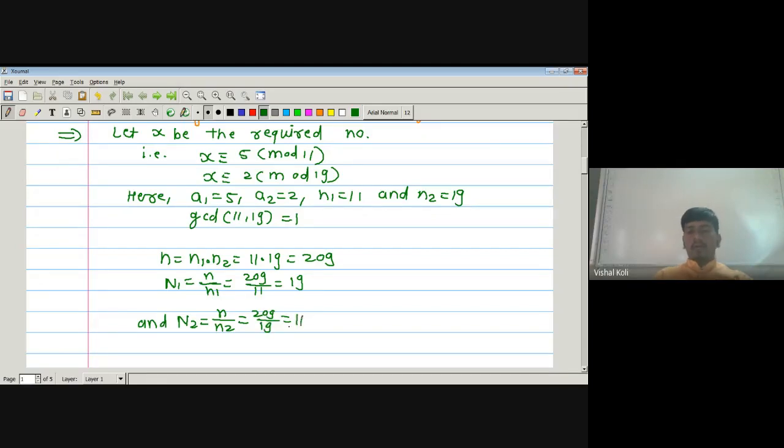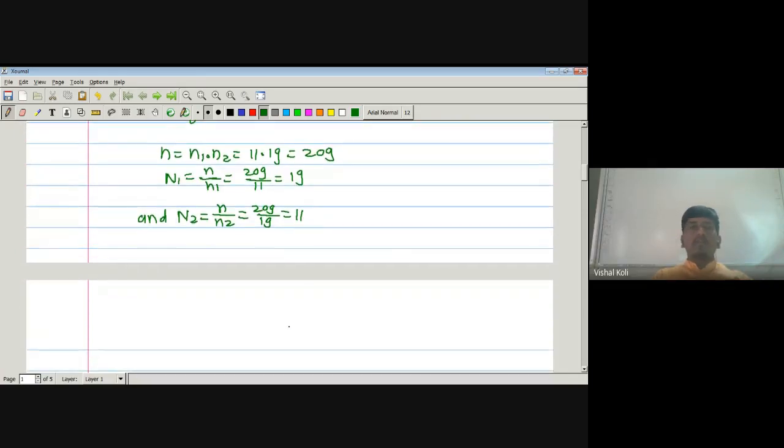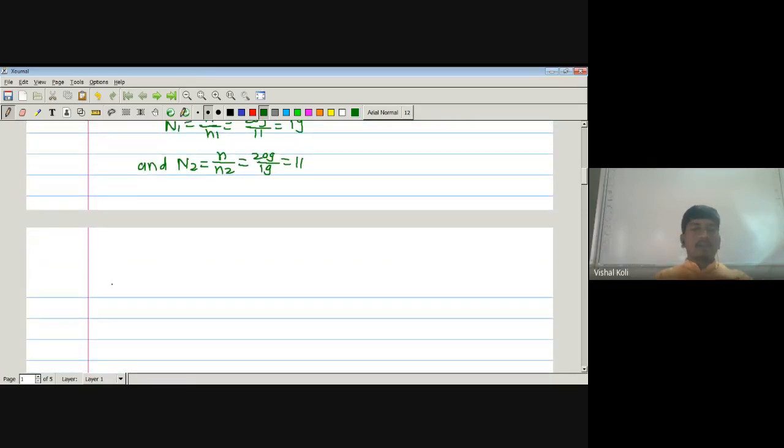So here we get the values of N1 and N2. Now it remains to find the values of x1 and x2. By the Chinese remainder theorem, Nk xk is congruent to 1 modulo small nk. Here there are only two possibilities for k, that is 1 and 2. Which implies N1 x1 is congruent to 1 modulo n1. That is, 19 x1 is congruent to 1 modulo 11.